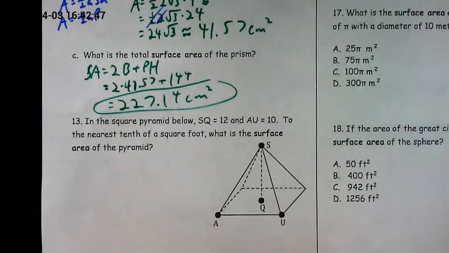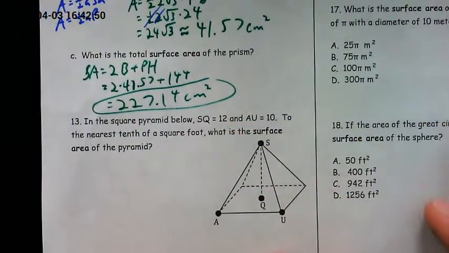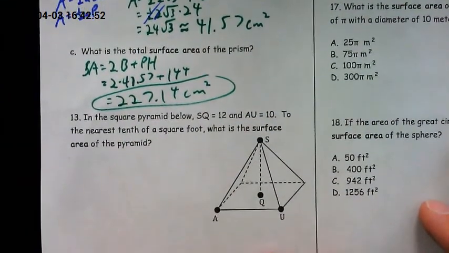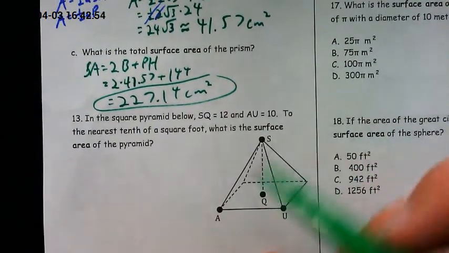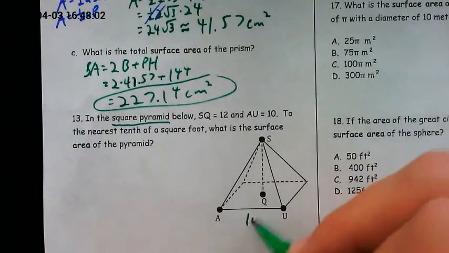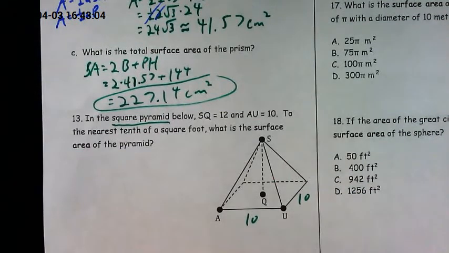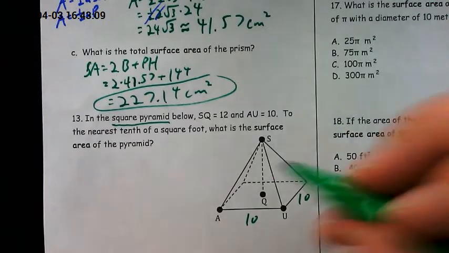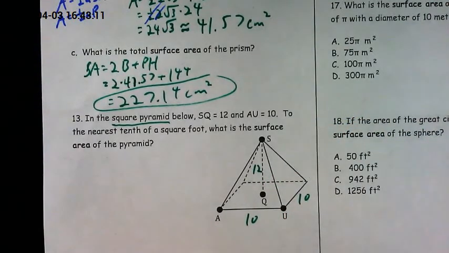Most common mistake on that type of problem is forgetting to double your base. On number 13, we have a pyramid. They tell us that it is a square pyramid, so we know that that base is a square. They tell us that AU is 10. Well, if AU is 10, that means all these sides are 10. Now, they also tell us that SQ is 12.